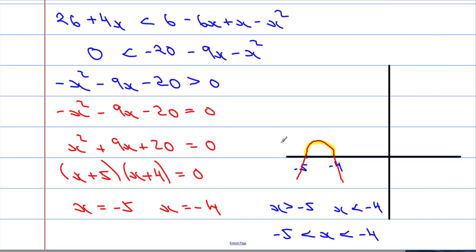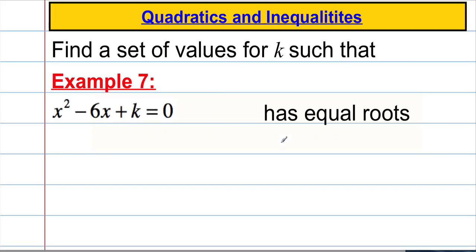Okay, a couple more examples to do, just based around quadratics. And this kind of links back to our earlier videos on the discriminant. So I need to find a set of values for k such that this quadratic has equal roots. We must remember, if it's got equal roots, that means that b squared subtract 4ac must be equal to 0. So that's what we're looking for.